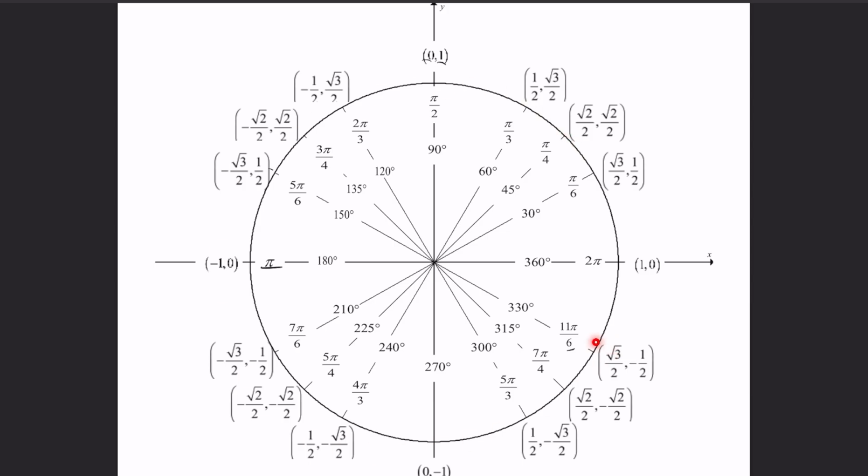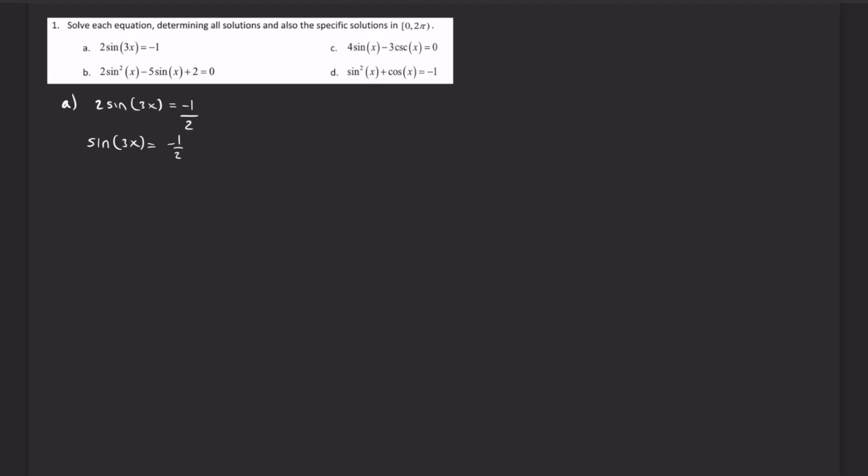But just as a refresher, sine is always associated with the y term. The x term is associated with cosine. So here we can see that sine, -1/2 for sine, will be both in the third quadrant and in the fourth quadrant. And the angle would be 7 pi over 6 as well as 11 pi over 6. So our answer will be 3x equals 7 pi over 6 plus 2k pi as well as 3x equals 11 pi over 6 plus 2k pi.